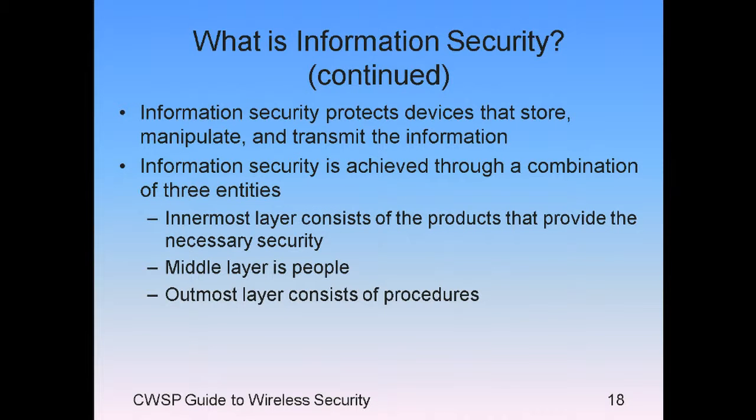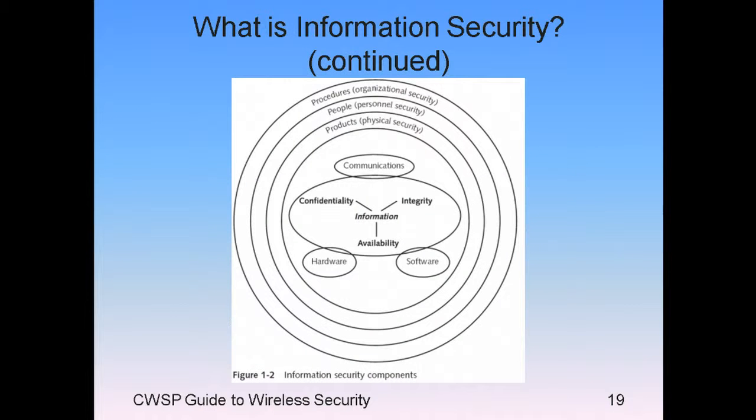Is achieved through a combination of three entities. The innermost layer consists of products that provide the necessary protection. The middle layer is the people, and the outermost layer consists of procedures. And we're going to have a diagram here of these things. So the procedures that we would have would be the things that we would do. Procedures out here, organizational security, are going to be our policies and processes.